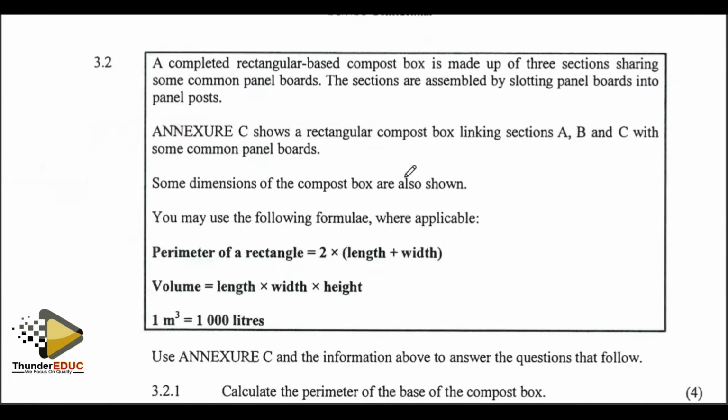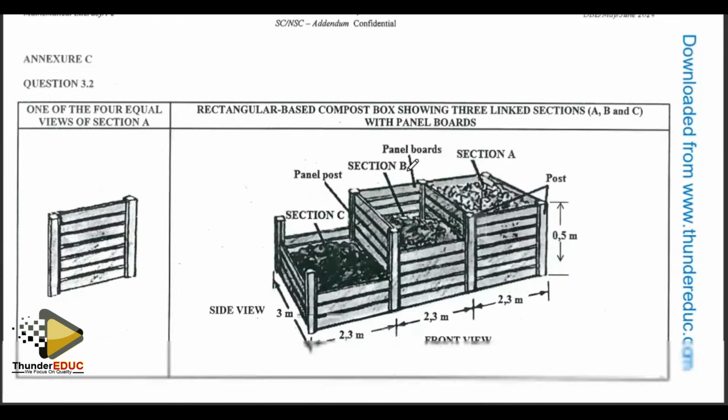Okay, we come to question number 3.2. A completely rectangular base composite box is made up of 3 sections sharing same common panel boards. The sections are assembled by slotting panel boards into panel posts. They are constructed using panels. All right, we shall go and check the annexure. This is what we are looking at.